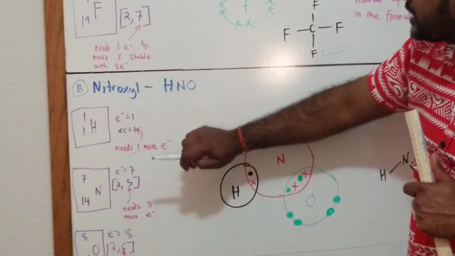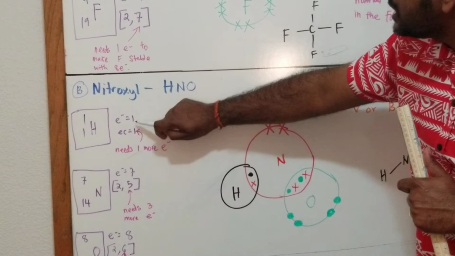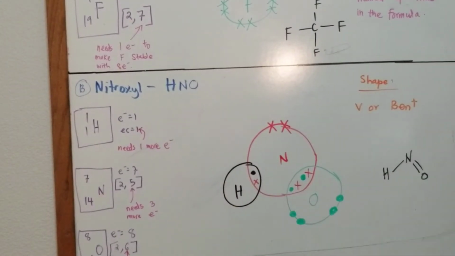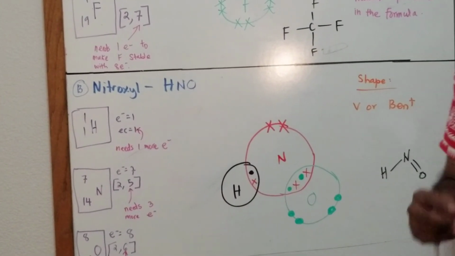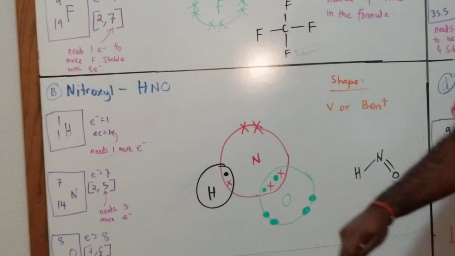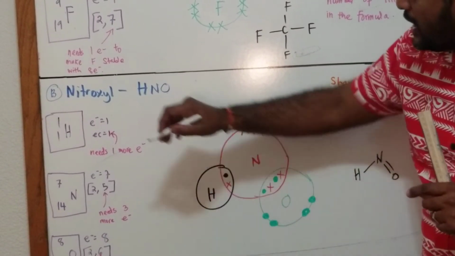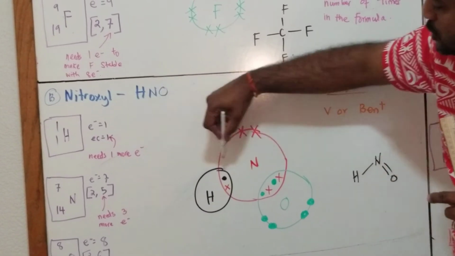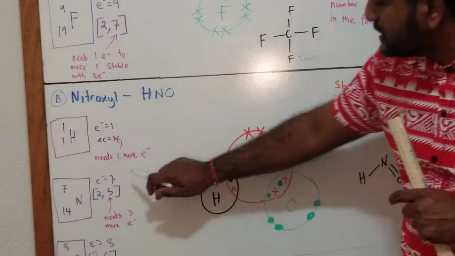Hydrogen 1 has 1 electron. It needs 1 more because hydrogen has just the first shell. The first shell gets fully filled with 2 electrons. Hydrogen just needs 1 more electron to make it 2, my bad. Therefore, hydrogen will share 1 electron with nitrogen.